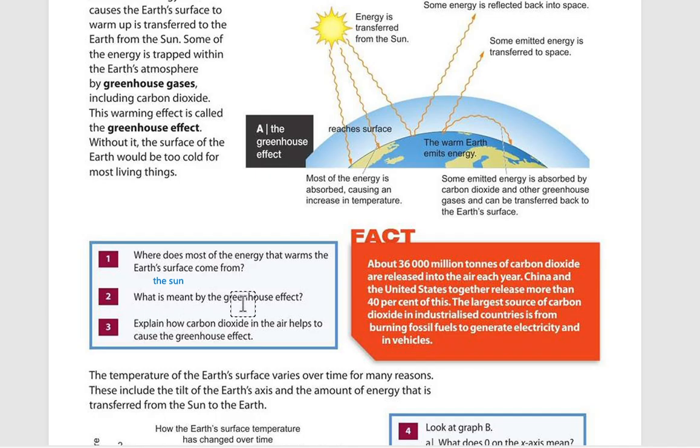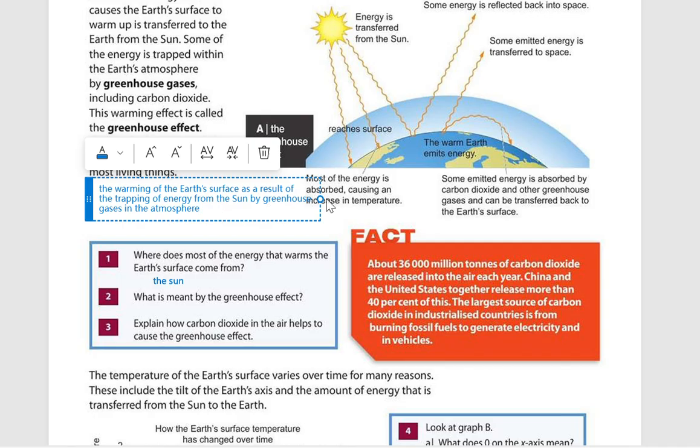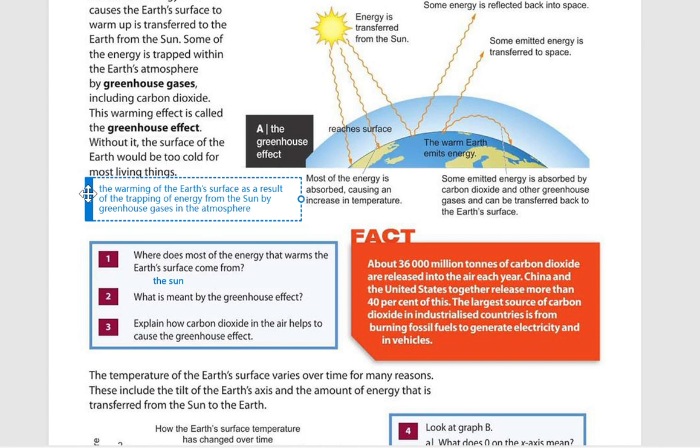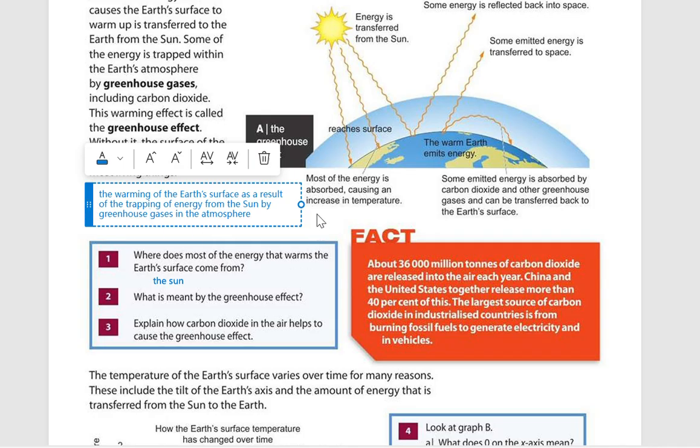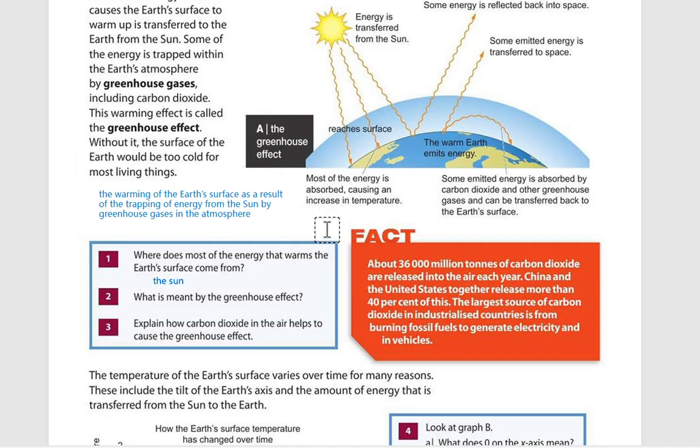What is meant by the greenhouse effect? The warming effect on the Earth's surface caused by greenhouse gases absorbing energy emitted from the warm Earth's surface and emitting it back to the surface. Okay, very long answer. Good, but I can feel it's copied from the book itself. Anyway, you can write a shortened answer like this for question 2.